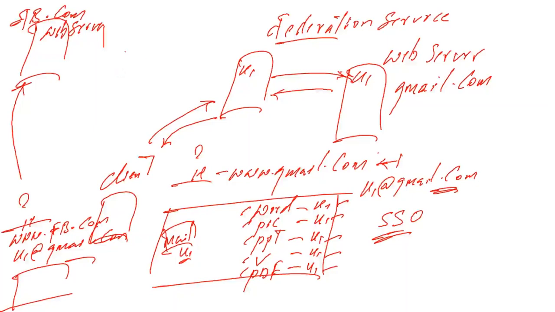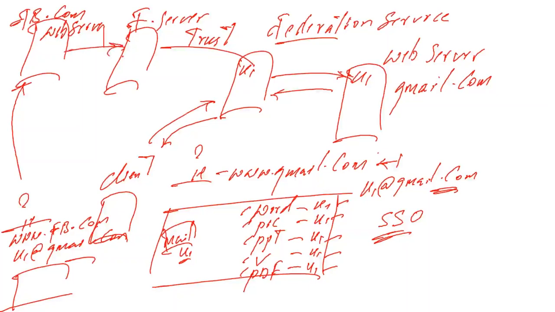How is it possible? Facebook also maintains its own federation server. And between the Facebook federation server and the Gmail federation server, we have to create the trust, like last class, when we created the trust from one domain to another domain. We create the trust here. Once you create the trust, when the request goes to Facebook, Facebook will forward the request to its local federation server. This federation server will forward the request to Gmail, and the Gmail federation server will give the answer to Facebook. Then your authentication is granted.